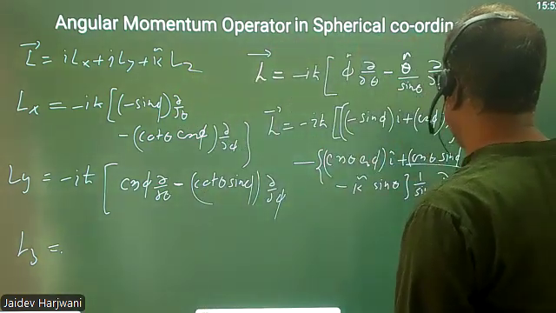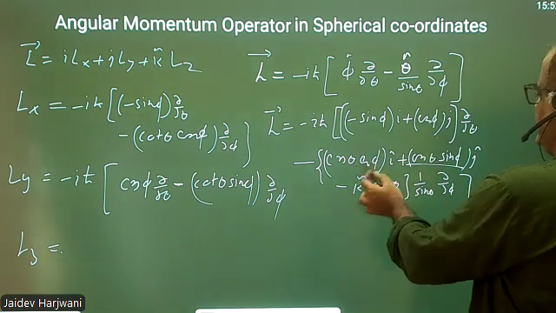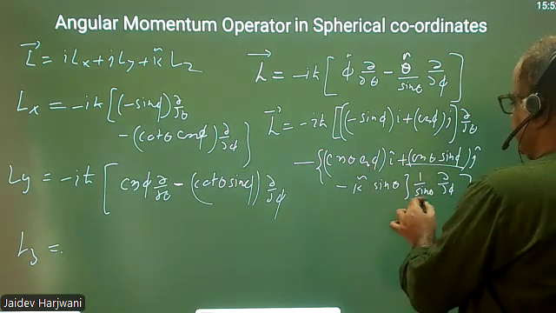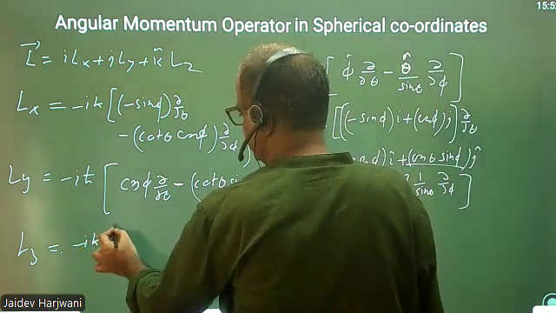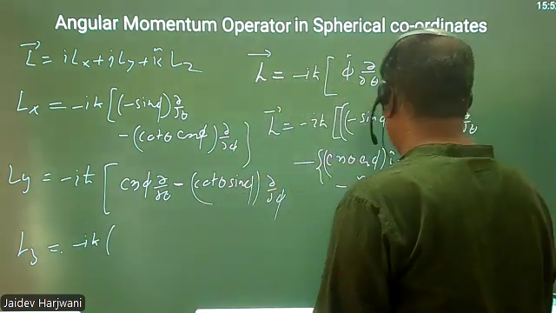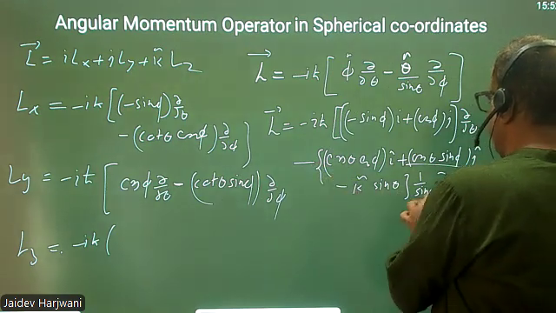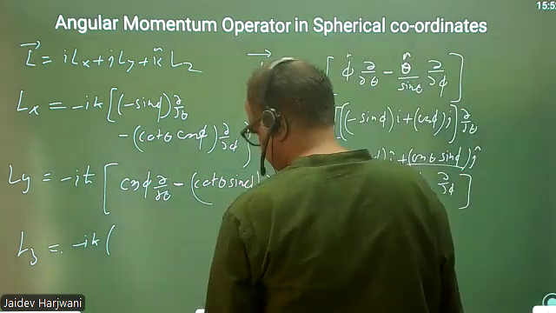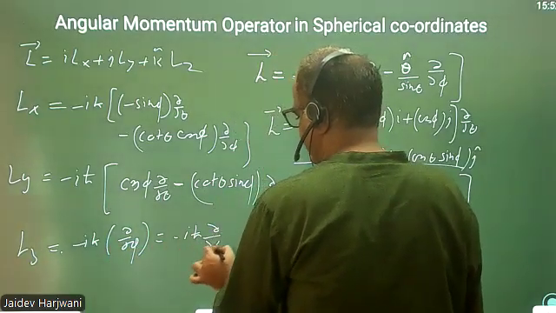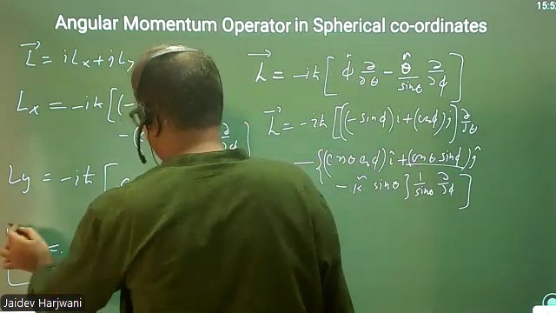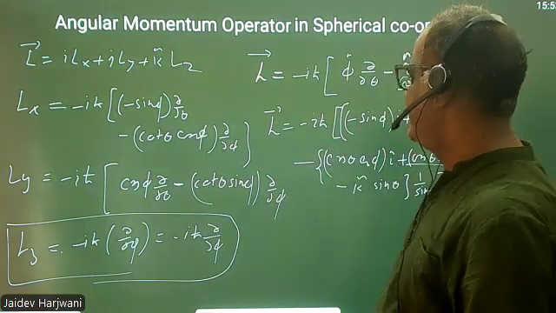And now you have the last one, Lz. For Lz you only have the k term. Here the k term is not there, only here the k term is there. Sin theta cancels out, so you have only minus iota h cross del upon del phi. That means minus iota h cross del upon del phi is the Lz. So we have calculated Lx, Ly, Lz.